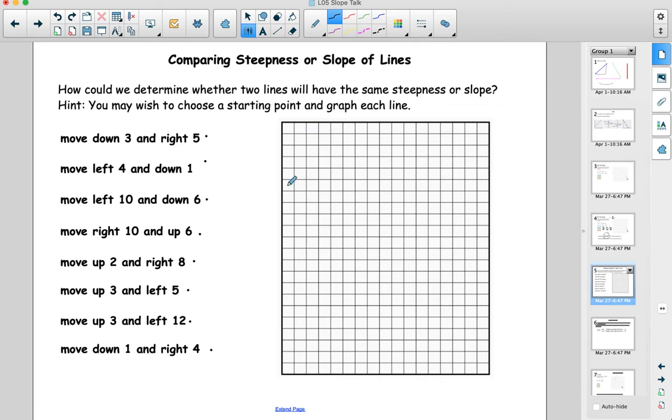If you have your notes in front of you, you can try and pick any starting point and then start moving according to what you're reading here, and see if you can find two lines that are parallel. Another thing you can look at is the correlation. If you go right 3 and down, the correlation would be negative. If I move left 4 and down 1, left 4 and down 1, I'm going to get something that looks like that. That would be positive correlation.